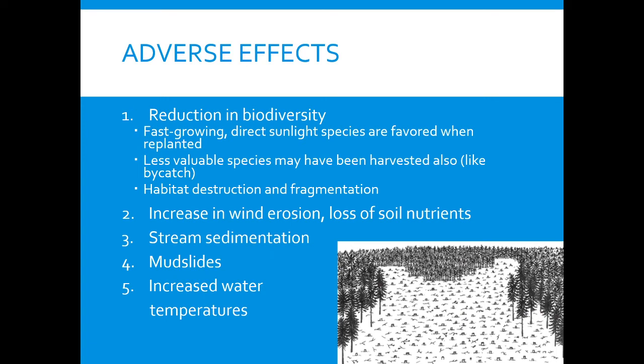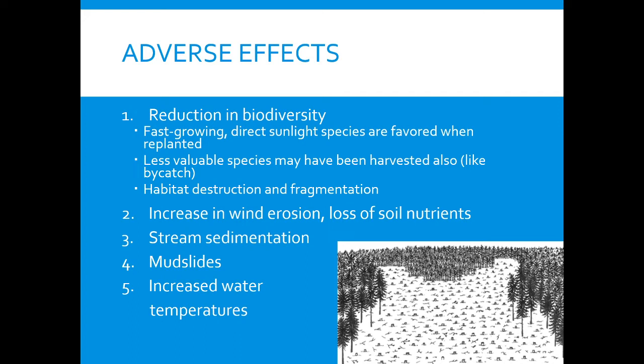Adverse effects, of course, there's a reduction in biodiversity. The fast-growing direct sunlight species are typically favored because if you can grow fast and do well in direct sunlight, there's not going to be a lot of competition. Less valuable species may have been harvested as well, like bycatch in fishing, so that can cause some other species to become endangered or be removed. And of course, habitat disruption and fragmentation, just purely losing the habitat that was that forest.